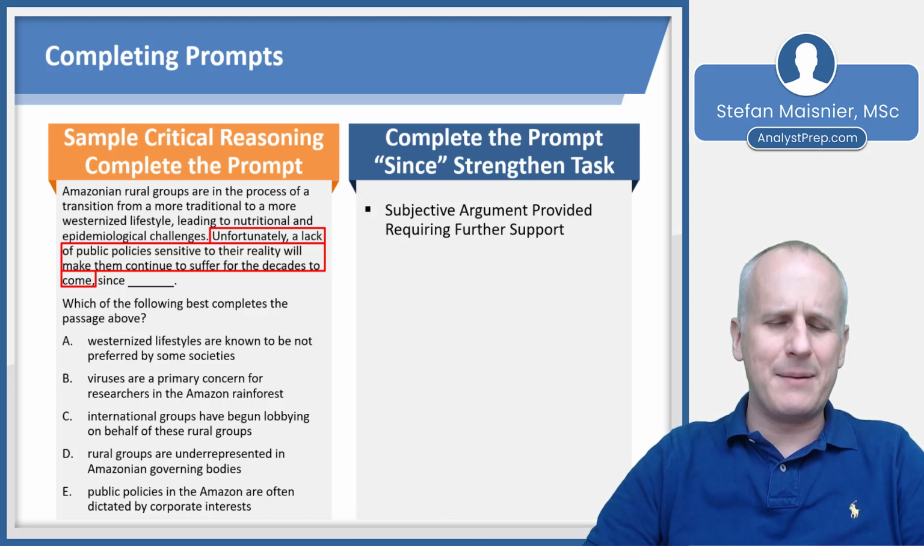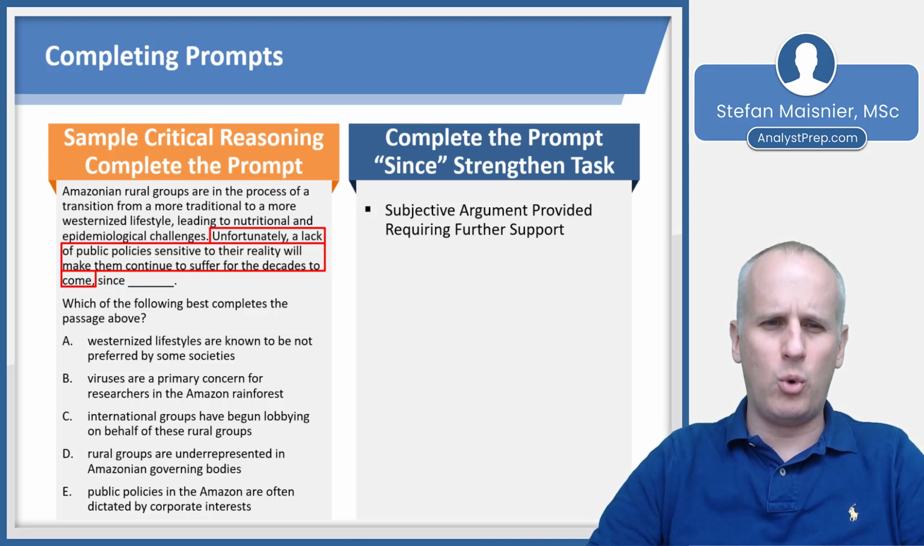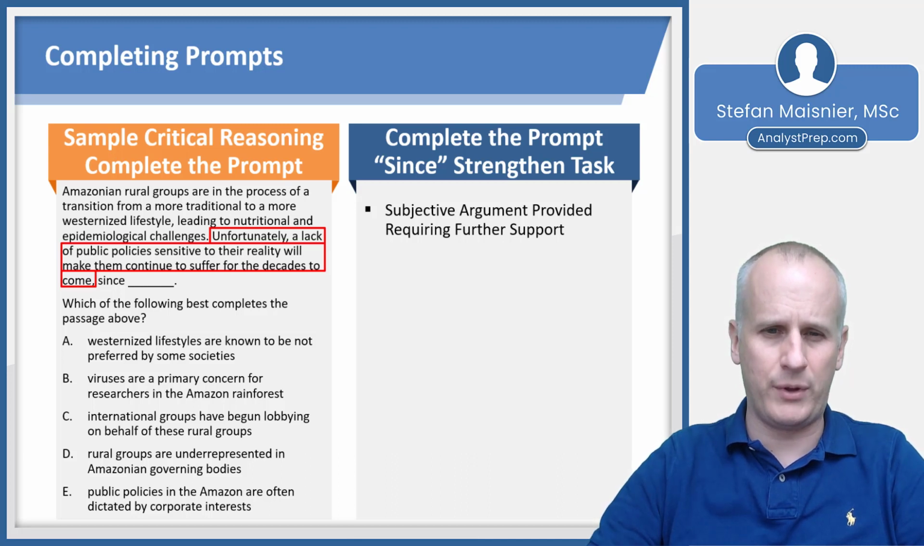So Amazonian rural groups are in the process of a transition from a more traditional to a more westernized lifestyle, leading to nutritional and epidemiological challenges. Unfortunately, a lack of public policies sensitive to their reality will make them continue to suffer for the decades to come. Now, some of the since strengthen style questions will explicitly refer to an argument, and if you see that, then you clearly know that it's got to be an argument style prompt, even though it's asking you to complete the prompt itself with the blank.